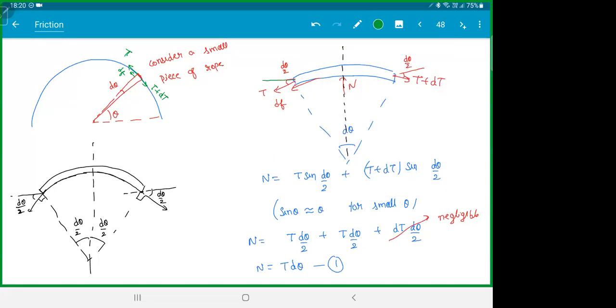These are the horizontal components you're talking about. Please check this.